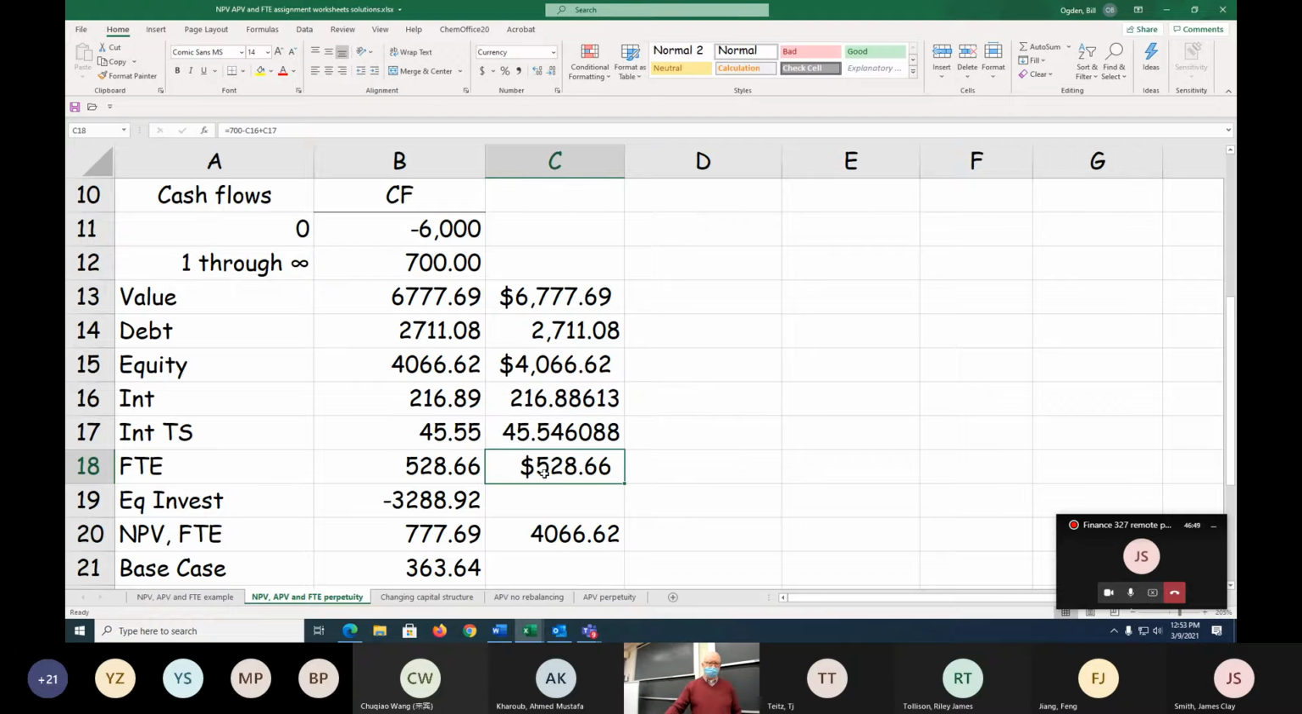And that's where we get this number. All right. And then, so this is what flows to equity. What's the present value of the float equity? Here's our equity investment. So let's do the present value of this float equity.